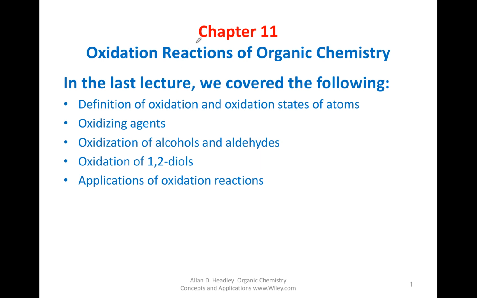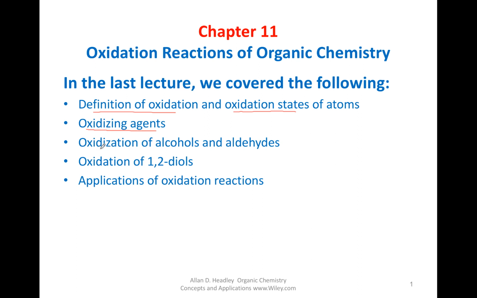This is the second and last lecture of Chapter 11, Oxidation Reactions in Organic Chemistry. As a review, last lecture we covered the following. We defined oxidation. We determined how to calculate oxidation states of carbon atoms. We looked at various oxidizing agents, including potassium permanganate, the Swern oxidation, the Dess-Martin oxidation, and PCC, for example.